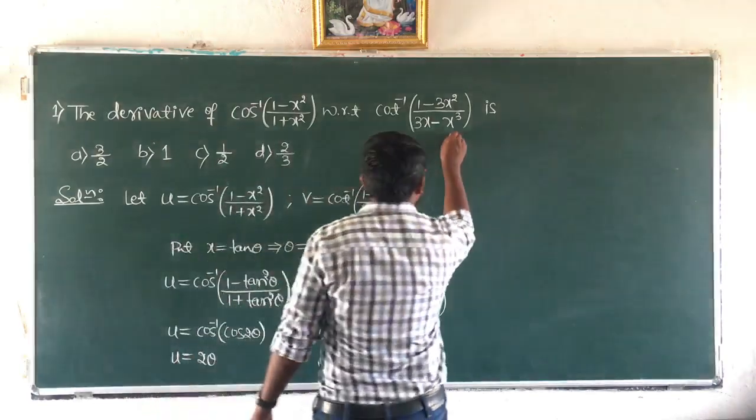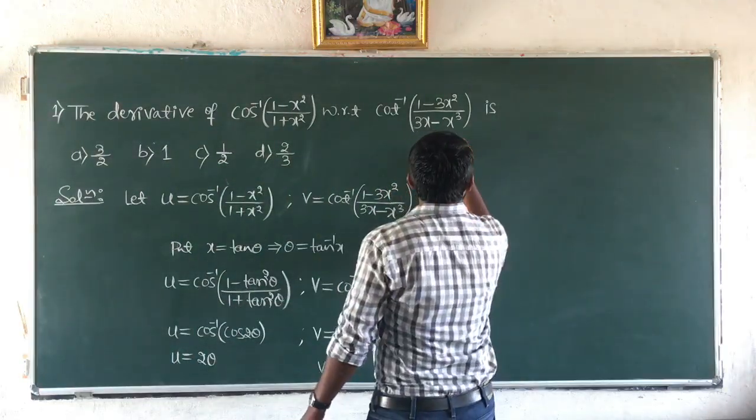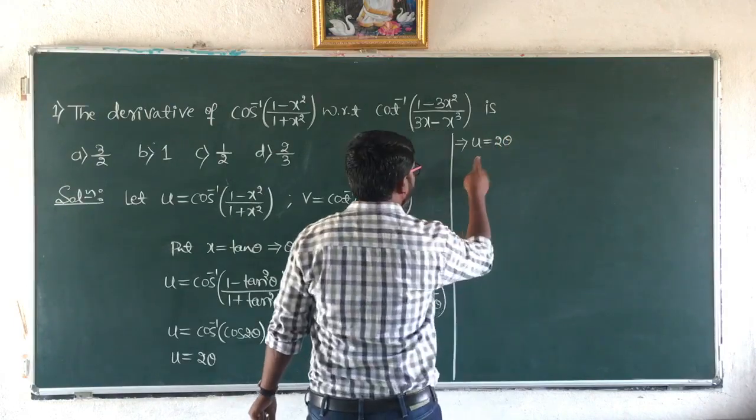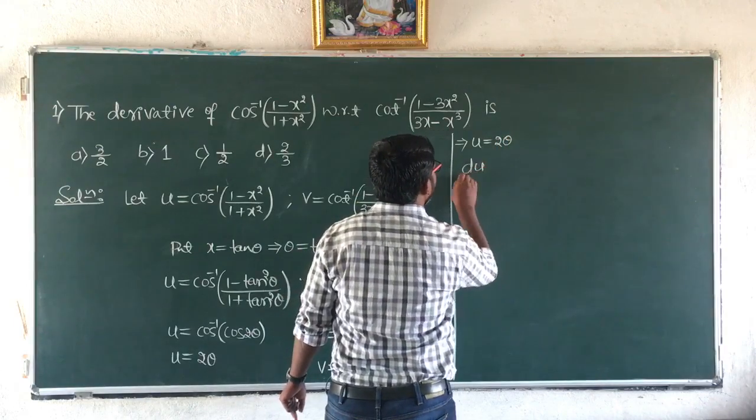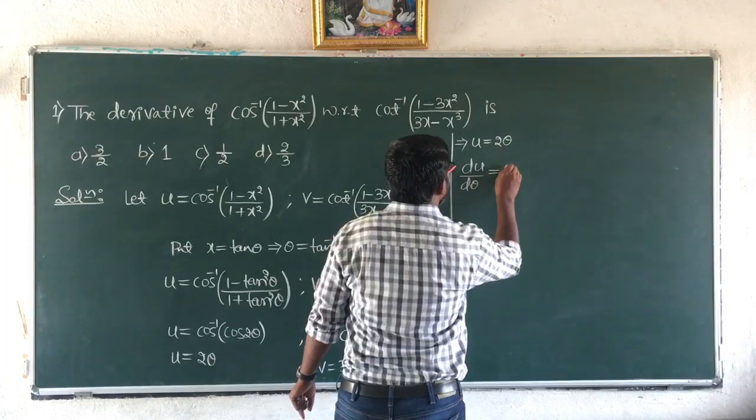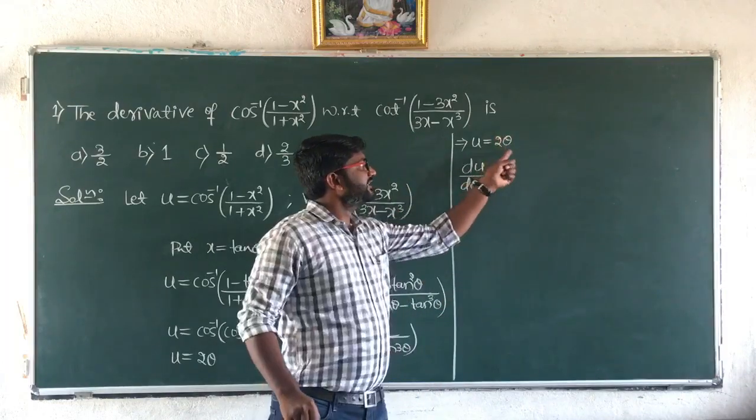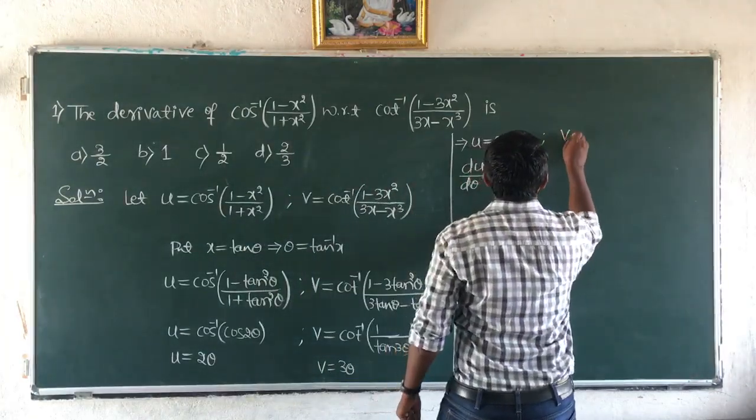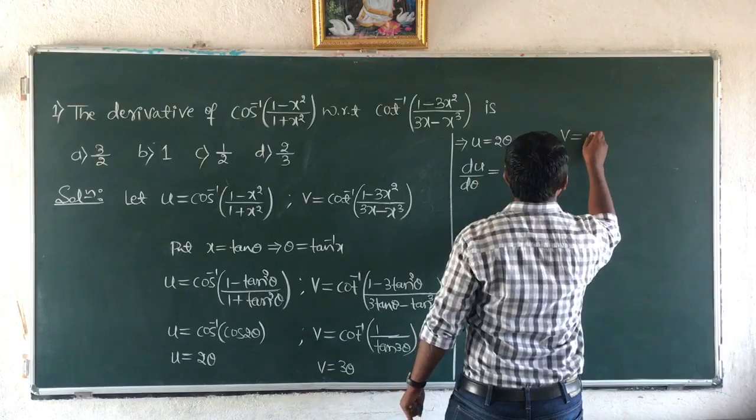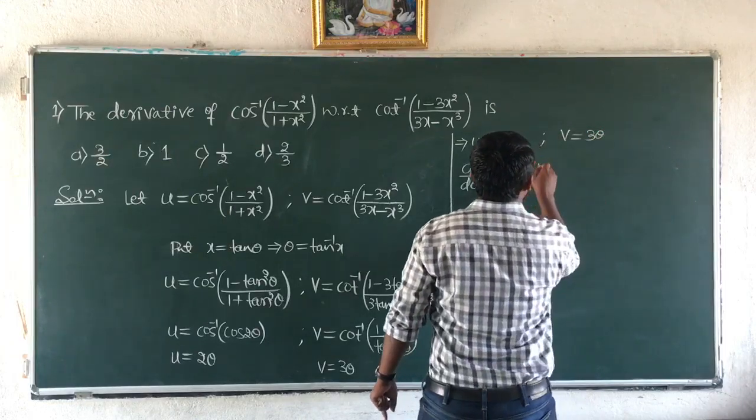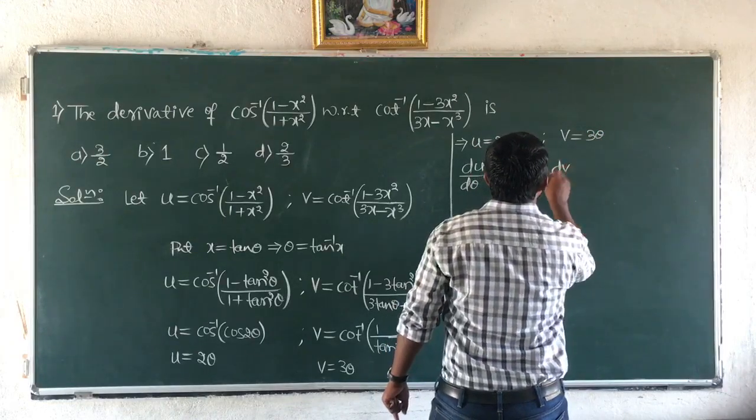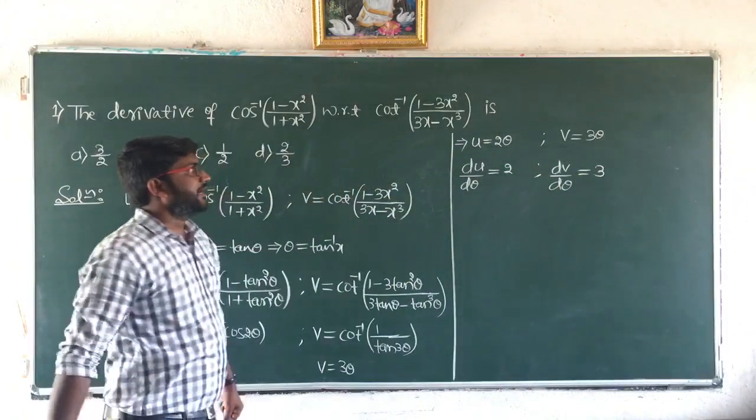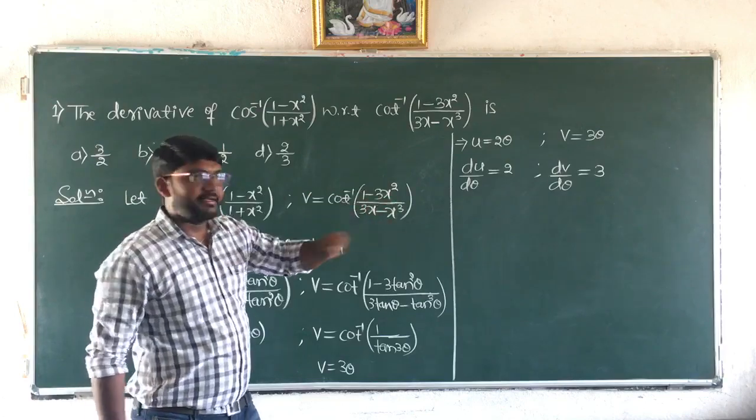Now see here, u is equal to 2 theta. Differentiate both sides with respect to theta: du by d theta is equal to 2, since the derivative of theta is 1 and I am writing the constant as it is. Then v is equal to 3 theta, and dv by d theta is equal to 3. Now we have to find du by dv.